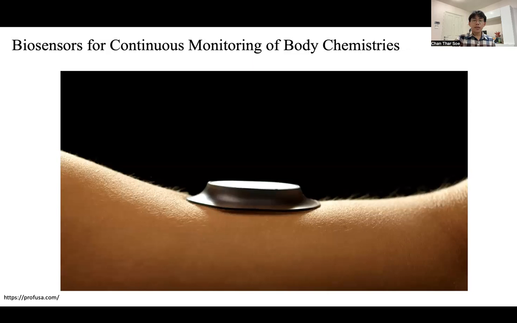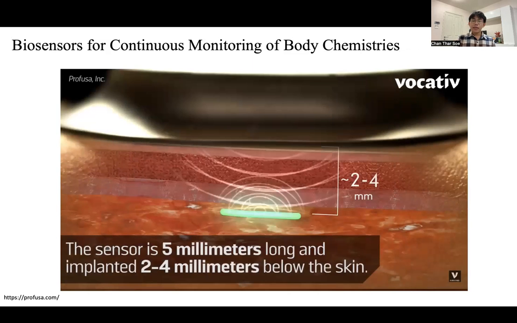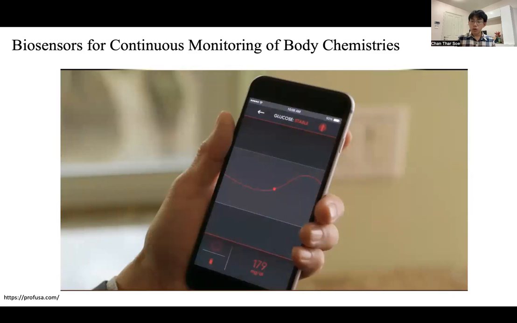This is already in the market. Under the skin, a small round biosensor is placed. This sensor is very small, 5mm long, and the diameter is about 2 to 4mm below the skin. These biomaterials can detect what is happening inside our body, and they can also emit the signal to the outside, so we are able to monitor the level of glucose and the level of oxygen in our body. That is a very important thing.